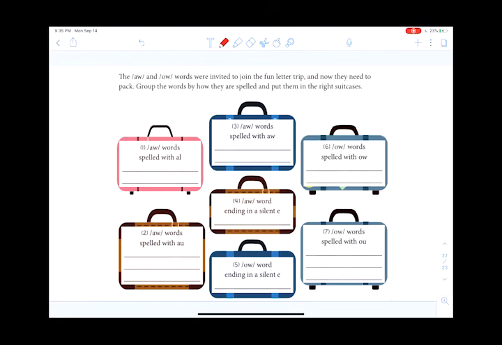The ah and ow words were invited to join the fun letter trip, and now they need to pack. Group the words by how they are spelled and put them in the right suitcases. Pause this video and complete the exercise.